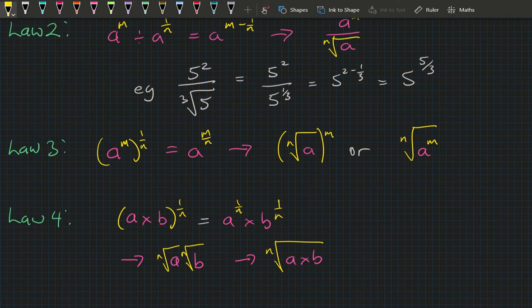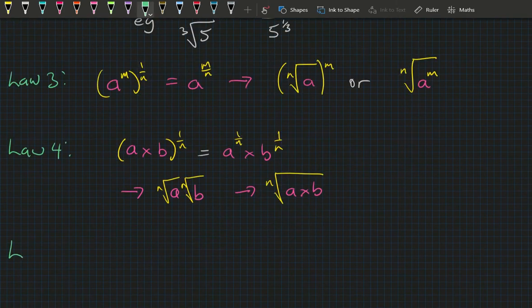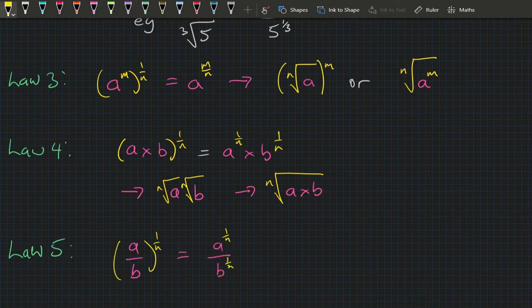And similarly, law 5 has a on b raised to the power of 1 on n is equal to a to the power of 1 on n divided by b to the power of 1 on n. And of course, we could convert that into root form. So that's now equal to the nth root of a divided by the nth root of b, which is the same as saying the nth root of a on b.